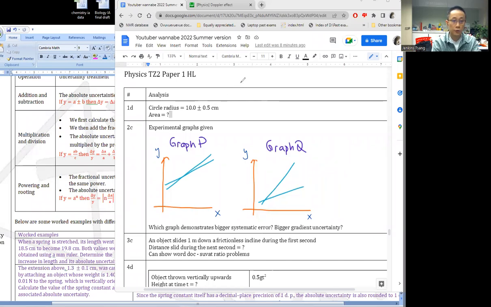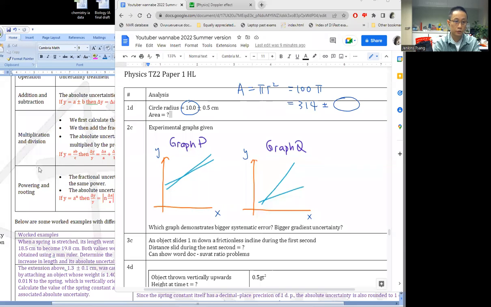The area itself is straightforward. Area equals pi r squared, 100 pi, this is going to be 314. 10.0 is a 3 sig fig figure, which means that the final answer should also be reported to 3 sig fig. The other part of the question is for working out the uncertainty of the area.